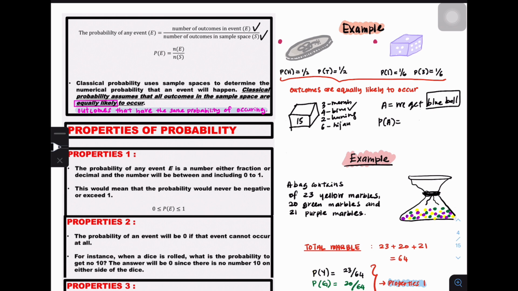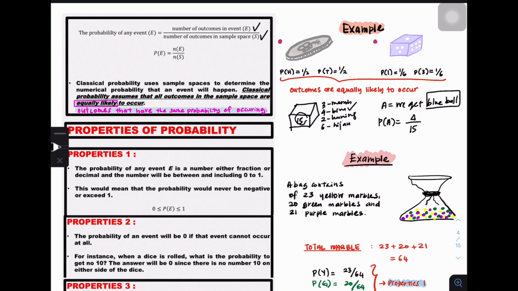Ada kemungkinan kita ambil bola biru yang pertama, ada kemungkinan kita ambil bola biru yang kedua, ada kemungkinan kita ambil bola biru yang ketiga, ada juga kemungkinan kita ambil bola biru yang keempat. So ada 4 bola biru. Kita tak tahu kita ambil mana satu. Okay, so the number of outcome in that event is 4 divided by the number of outcome in a sample space. So number of outcome in sample space ni ada 15. So kita punya probability kita akan dapat bola warna biru adalah 4/15.